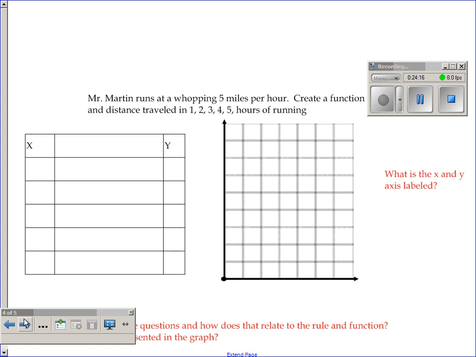Man, am I moving. That's not running. It's not jogging. It's more of a slog, a slow jog. So Mr. Martin is slogging. At 5 miles an hour, he's slogging. Okay? Create a function.